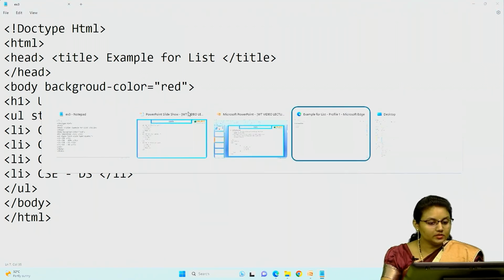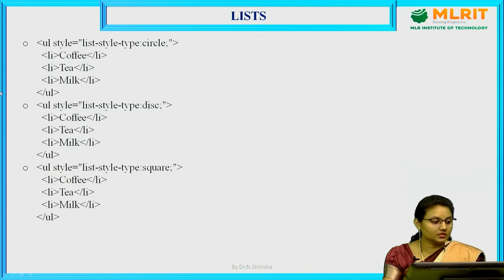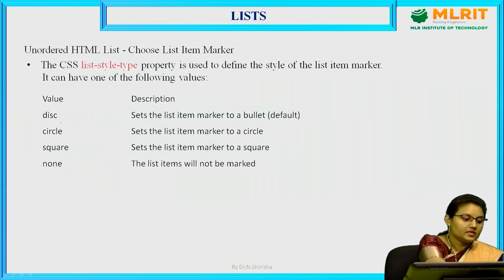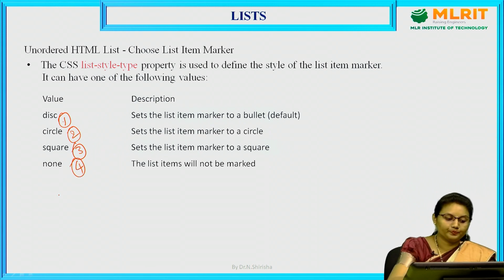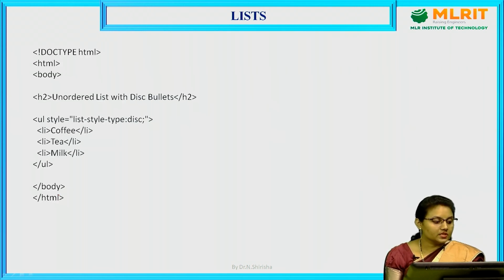Let me execute the program, just refresh this. So you are getting square. Previously the bullets were circles, now the bullets are squares. Like that, the styles can be mentioned here. For unordered list style, you can give circle, disc or square. The CSS list style type property is used to define the style. But if you don't want to give any shape for the bullets, then you can give none, and then it will not be marked. Clear? Next, this is the example we have already discussed.